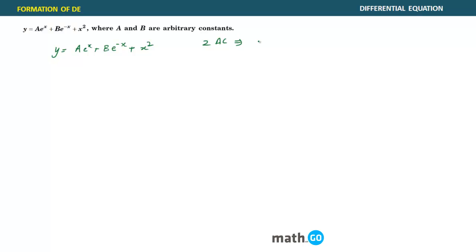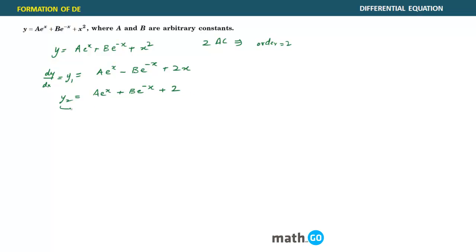This implies order is 2, right? This is what we will use. So let's start differentiating this term, and we know that we have to differentiate twice. dy by dx, or I can say y1, is equal to a e raised to power x minus b e raised to power minus x plus 2x. Don't worry, just keep on differentiating. y2 will be a e raised to power x, this will become again plus b e raised to power minus x, plus 2.